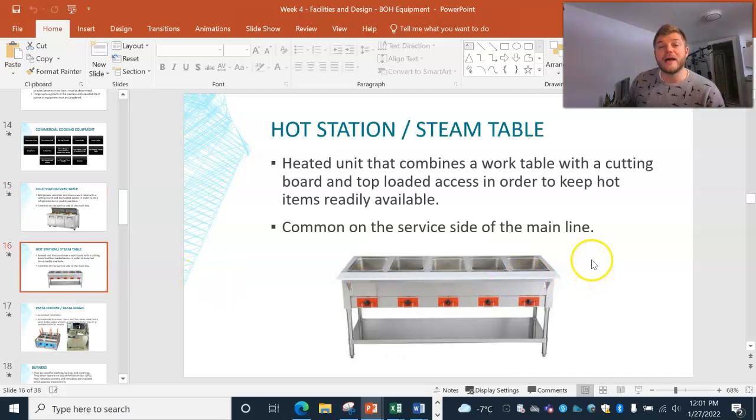Same thing as we can also have the hot station or steam table. So we'll have big inserts that go into here, but we can choose whatever size insert that we like. It keeps water underneath and it keeps it to a boil. So you can keep your mashed potatoes and your vegetables and pasta and all the stuff that you need to keep hot. So as those orders come in, you don't need to heat them up individually. They're all ready and good to go.